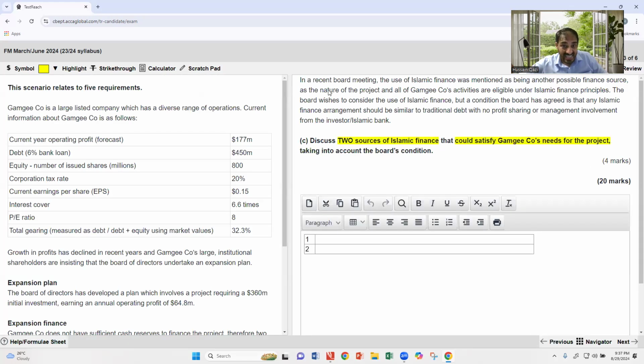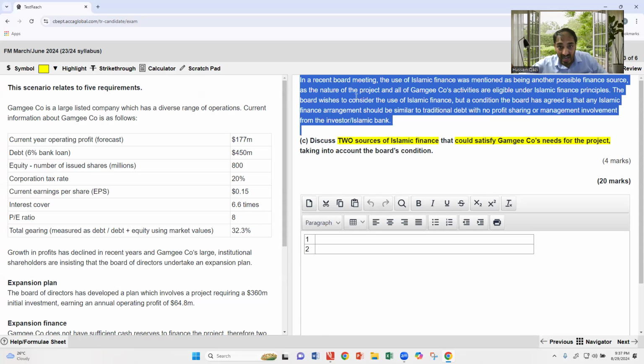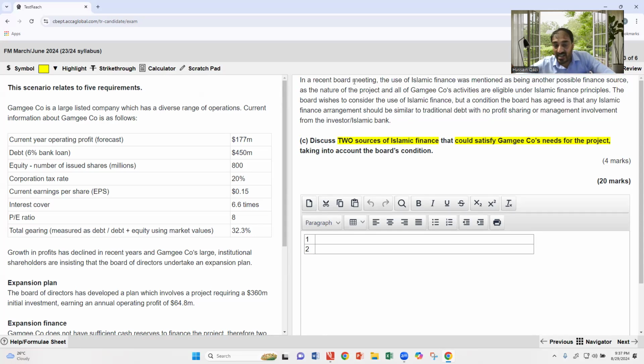Last point. Here, some description has been added. You have to read it. In recent board meetings, the use of Islamic finance was mentioned as another possible finance source, given the nature of the project. And all of GAMKI's activities are eligible under Islamic finance principles, or Sharia compliance.